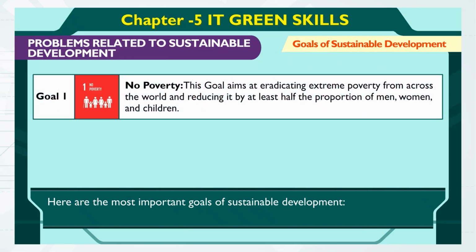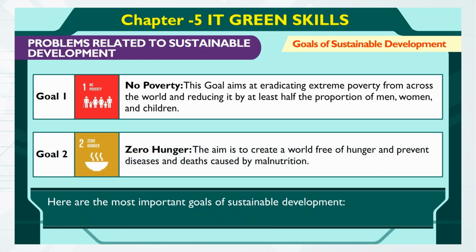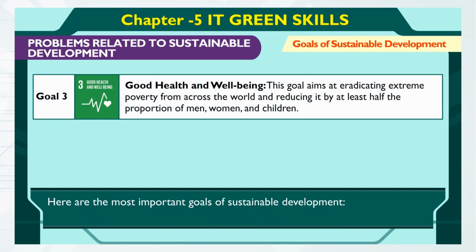Goal 1. No poverty. This goal aims at eradicating extreme poverty from across the world and reducing it by at least half the proportion of men, women, and children. Goal 2. Zero hunger. The aim is to create a world free of hunger and prevent diseases and deaths caused by malnutrition. Goal 3. Good health and well-being. This goal aims at eradicating extreme poverty from across the world and reducing it by at least half the proportion of men, women and children.